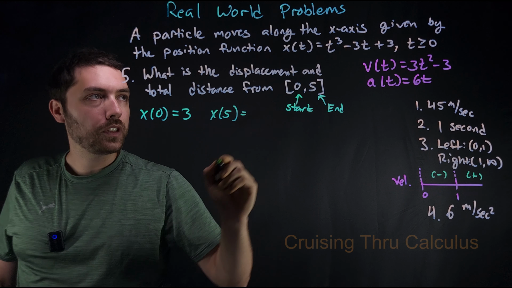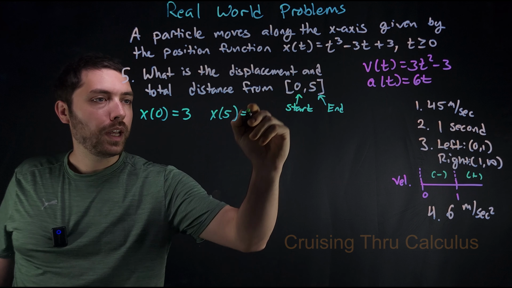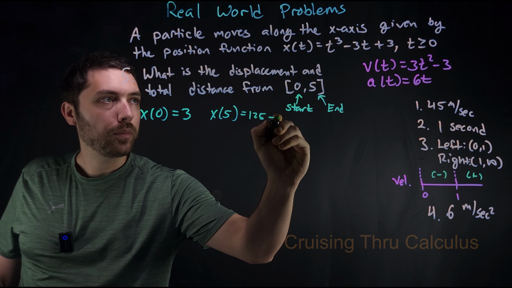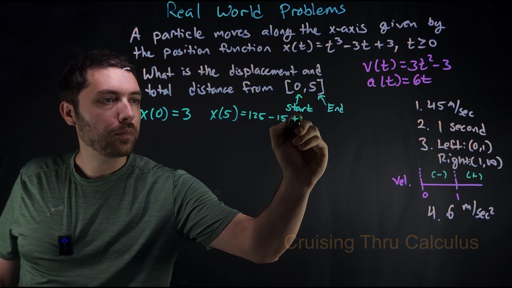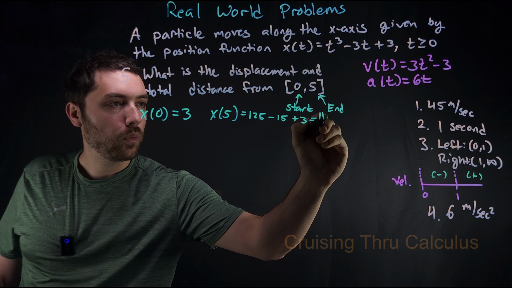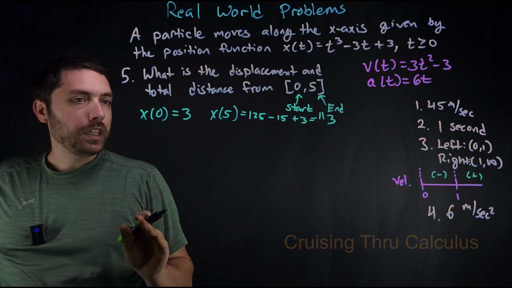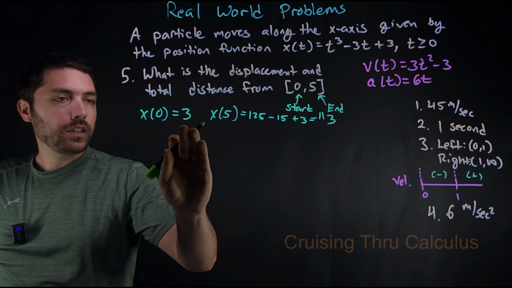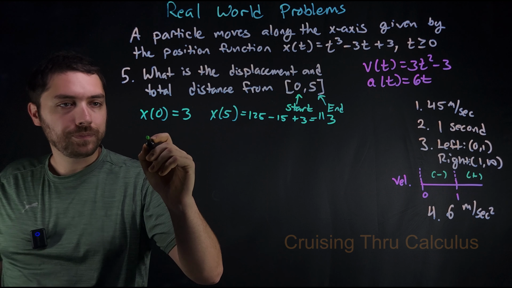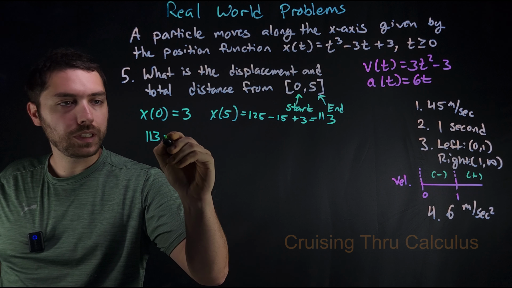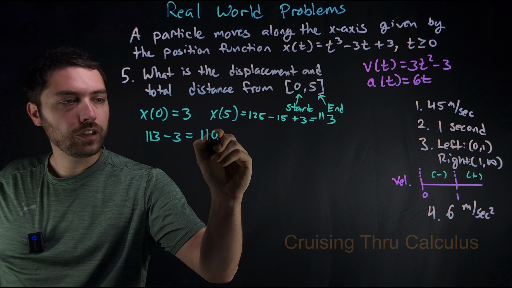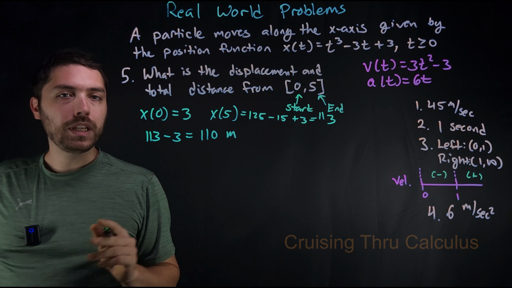Now if I plug in 5, this is going to be a little bit more difficult. We have 5 cubed, that's 125, minus 3 times 5, which is 15, and then plus 3. So that should give me 113. Okay, so all we need to do is take 113 and subtract 3, and that'll be our displacement. So that means 113 minus 3 is 110, and this is in meters here.